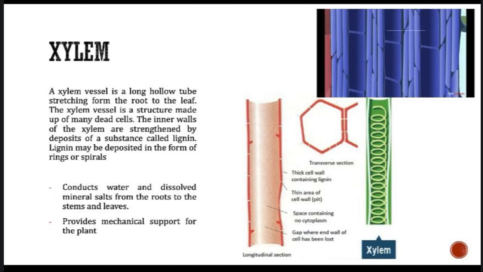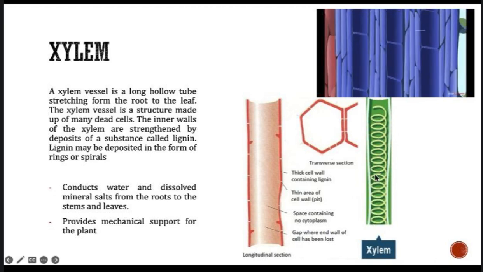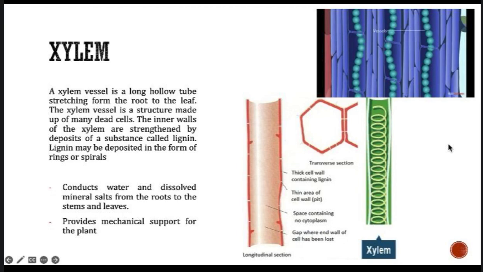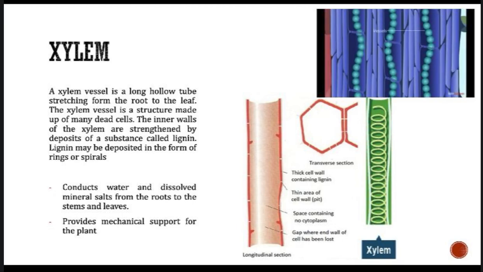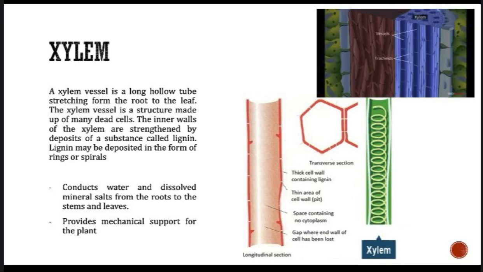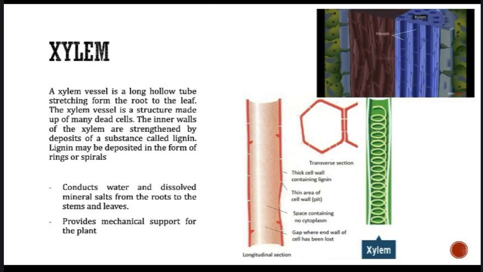So the inner walls of the xylem are strengthened by the deposition of a substance called lignin. Lignin may be deposited in the form of rings or spirals, as you can see here. So xylem has two main functions. For your exam, you have to state that they conduct water and dissolved minerals from the roots to different parts of the plant, as well as provide a mechanical support for the plant. This is why when the wind's blowing, most of the plants would just be bending back and forth and will not break. That's because of the xylem.